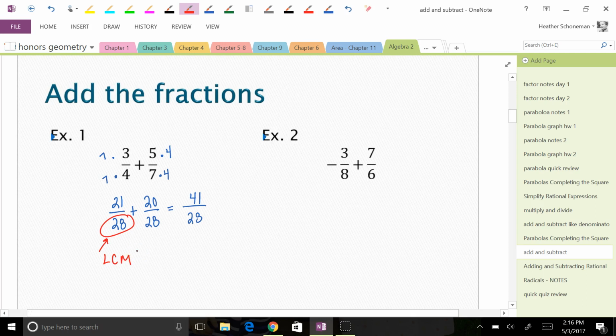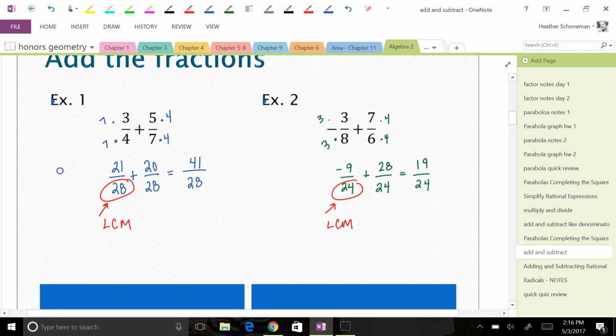That's what we're going to be looking for later on, but with expressions with variables in them, not with numbers. Okay, let's try this again for example 2. Your common denominator is going to be 24. On this one I have to multiply by 3, and on this one I have to multiply by 4. So over here I get negative 9 over 24 plus 28 over 24, and that adds to 19 over 24. Again, this 24 is the least common multiple of 8 and 6.